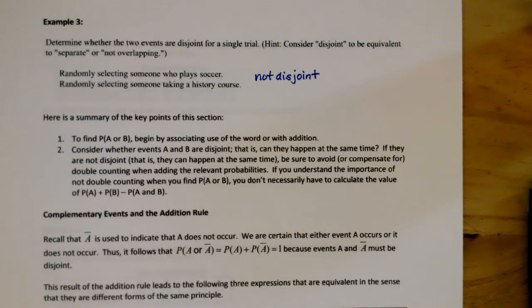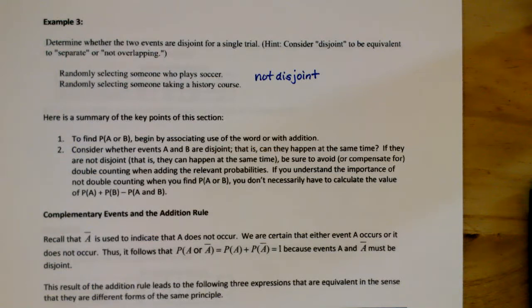Okay, now here's a summary of the key points in this section. To find the probability of A or B, you want to begin by associating use of the word or with addition. And then number 2, consider whether events A and B are disjoint. That is, can they happen at the same time? If they are not disjoint, that is, they can happen at the same time, you want to be sure to avoid or compensate for any double counting when adding the relevant probabilities.